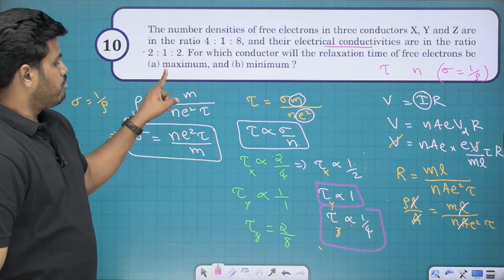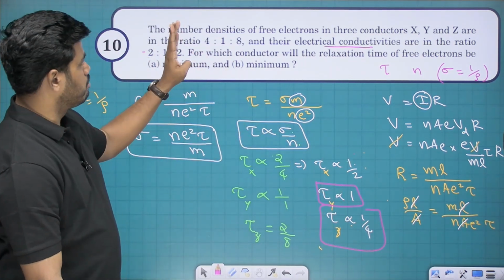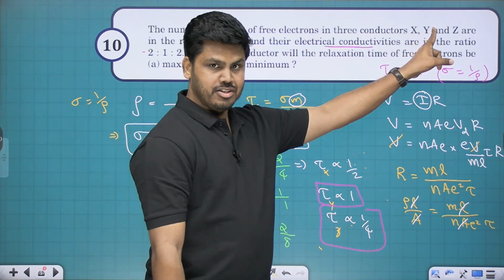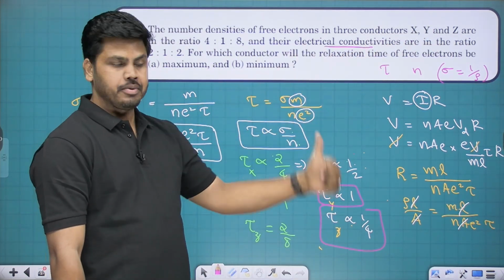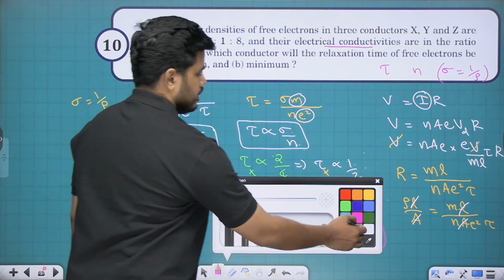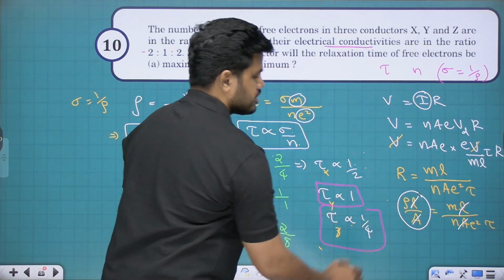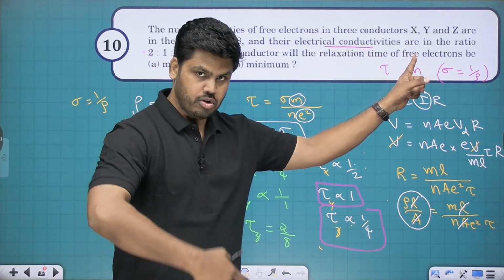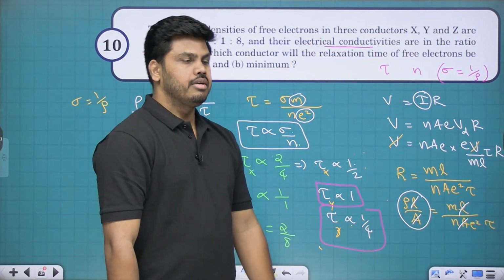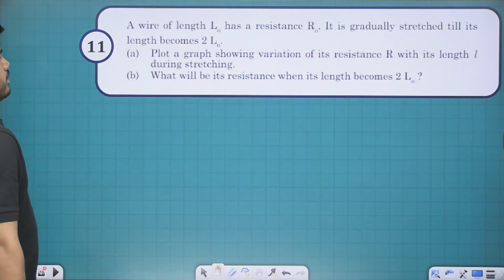So out of this, maximum relaxation time is for the material y, conductor y, and minimum is for conductor z, as per the ratio. Okay, so the question was based on the relaxation time resistivity ratio. Instead of resistivity, they have given the conductivity, reciprocal of resistivity. Okay, yes. Question number 11.